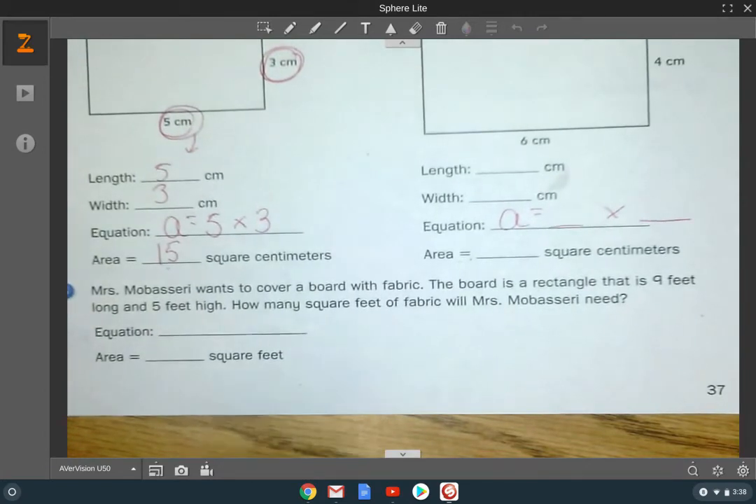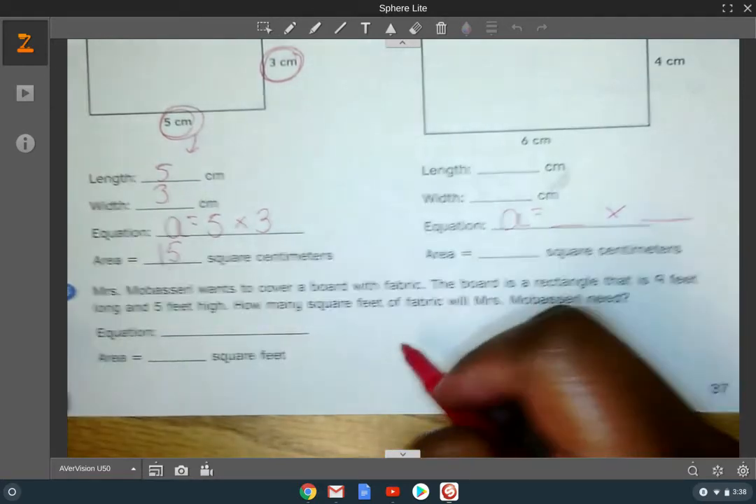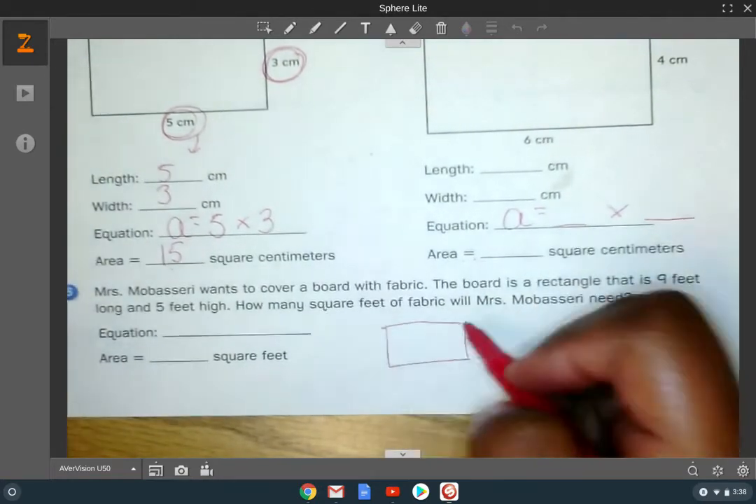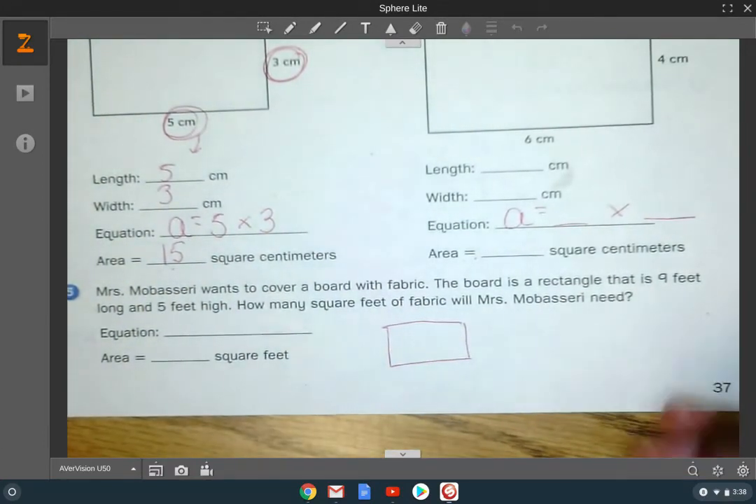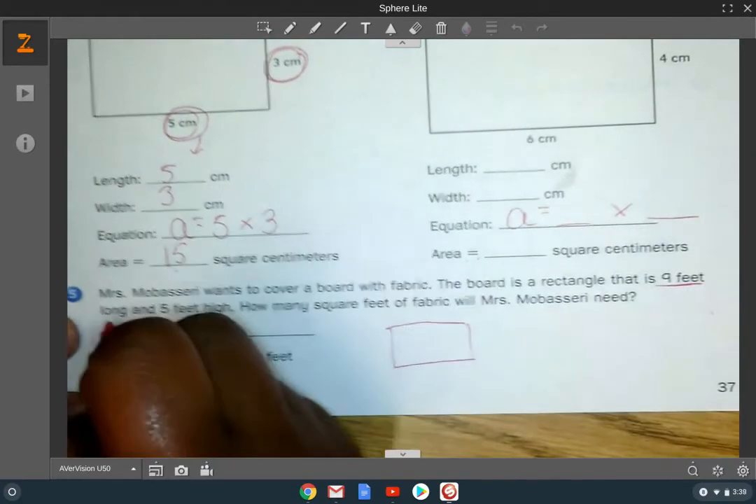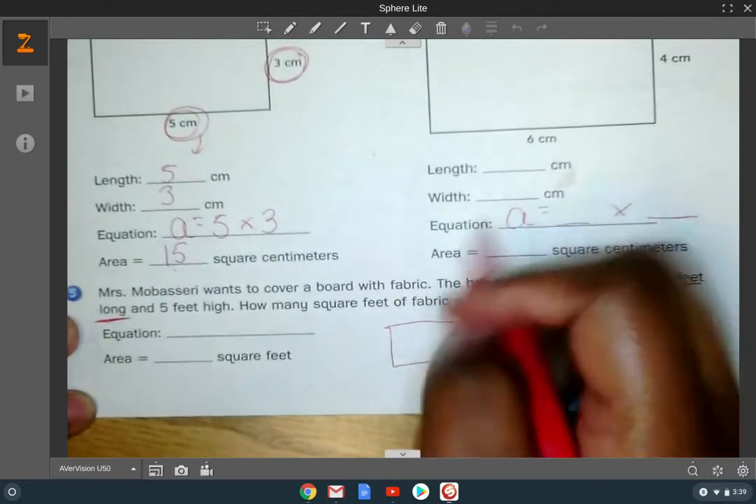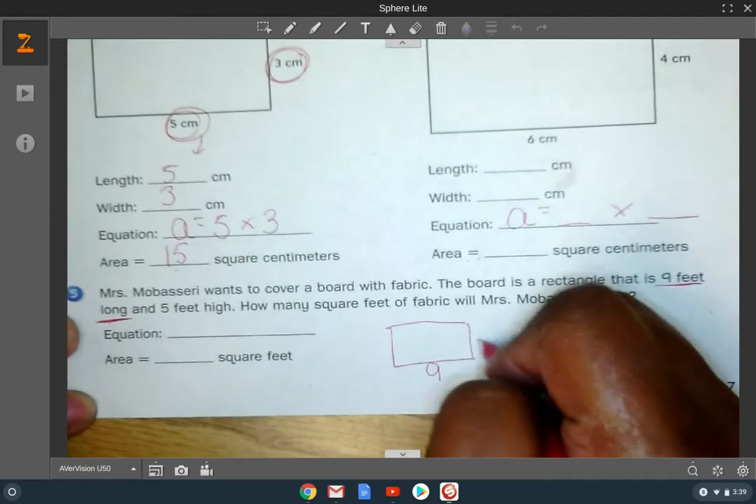Number 5. Mrs. Mulbasari wants to cover a board with fabric. The board is a rectangle that is 9 feet long and 5 feet high. How many square feet of fabric will Mrs. Mulberry need? We are going to draw our rectangle just to help us out and give us a visual. Important information here. It's 9 feet long and 5 feet high.